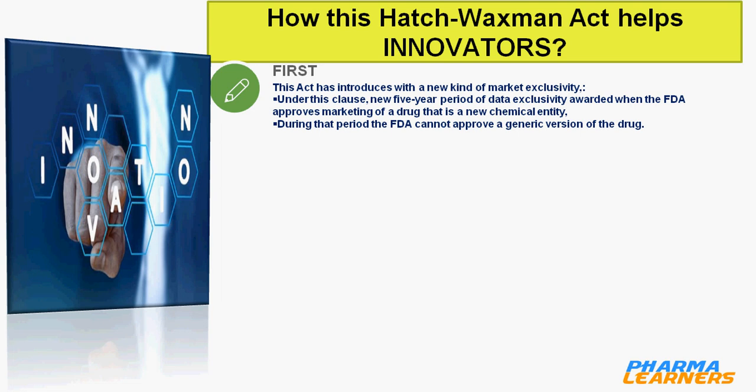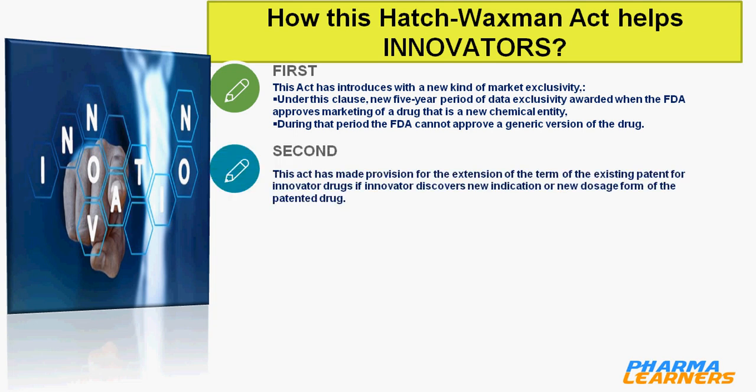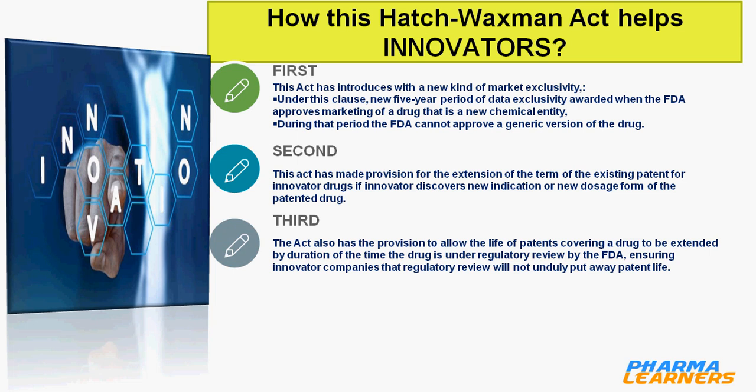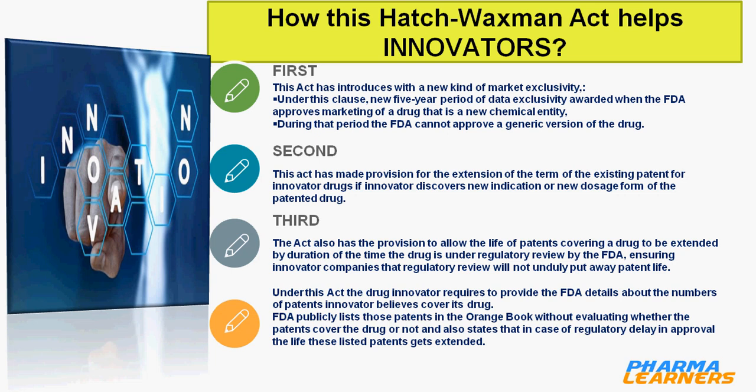First, this Act introduced a new kind of market exclusivity. Under this clause, a new 5-year period of data exclusivity is awarded when the FDA approves marketing of a drug that is a new chemical entity. During that period, the FDA cannot approve a generic version of the drug. Second, this Act has made provision for the extension of the term of the existing patent for innovator drugs, if the innovator discovers a new indication or new dosage form of the patented drug. Third, the Act also has the provision to allow the life of patents covering a drug to be extended by the duration of the time the drug is under regulatory review by the FDA, ensuring innovator companies that regulatory review will not unduly take away patent life.